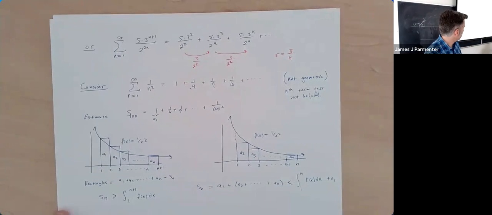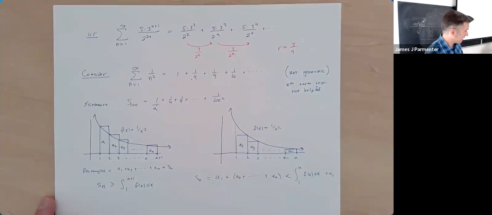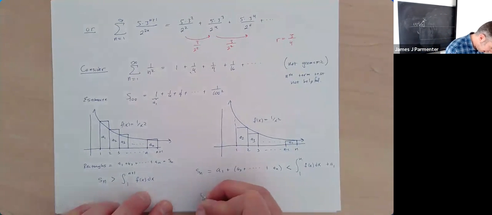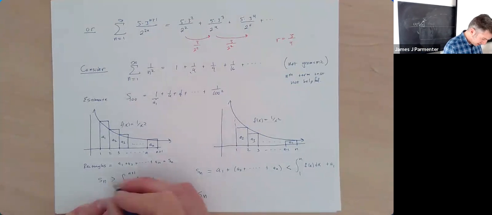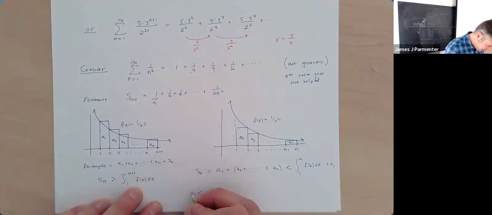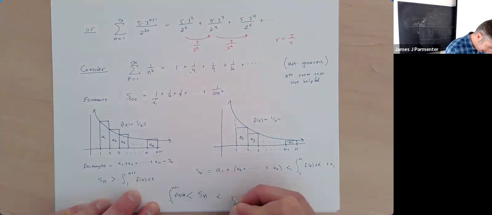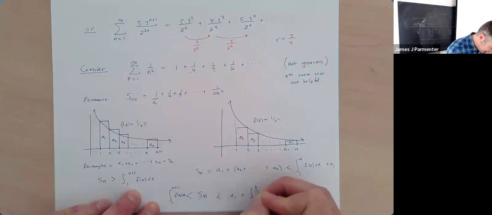Okay, so here's the result, the thing that I think is really important to focus on. We can say that the nth partial sum, Sn, is bigger than the integral from 1 to n plus 1 of f of x dx, and is smaller than a1 plus the integral from 1 to n of f of x dx.